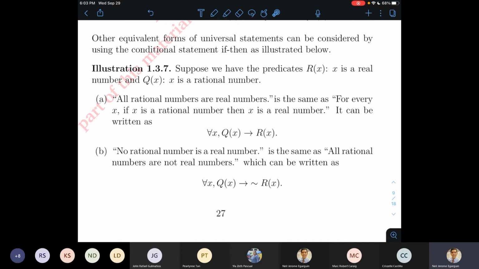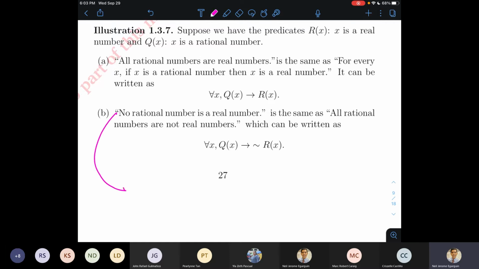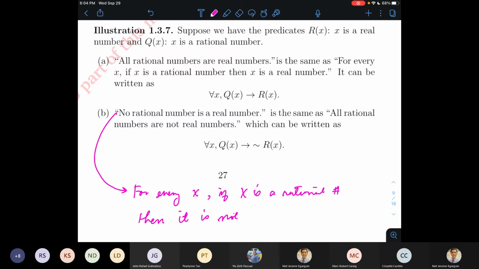universally quantified predicate, right? So pwede kong sabihin na no rational number is a real number is the same as saying for every x, if x is a rational number, then it is not a real number. Because the statement originally says walang rational number na real number din. So kung siya ay rational number, automatic hindi siya pwedeng maging real number.